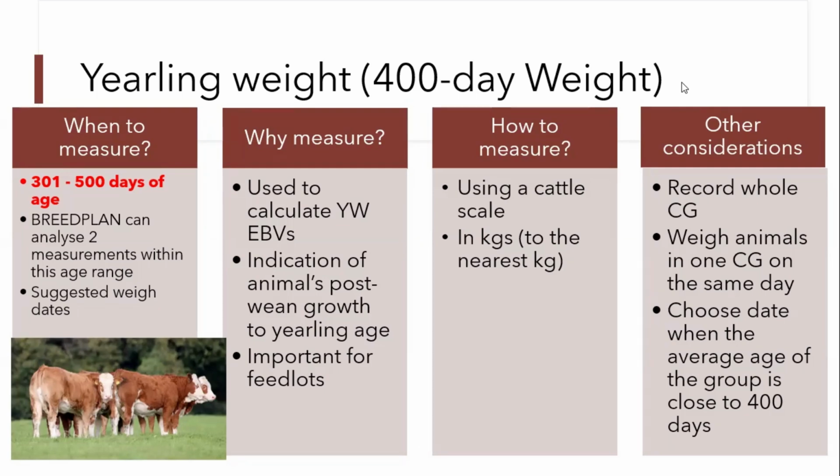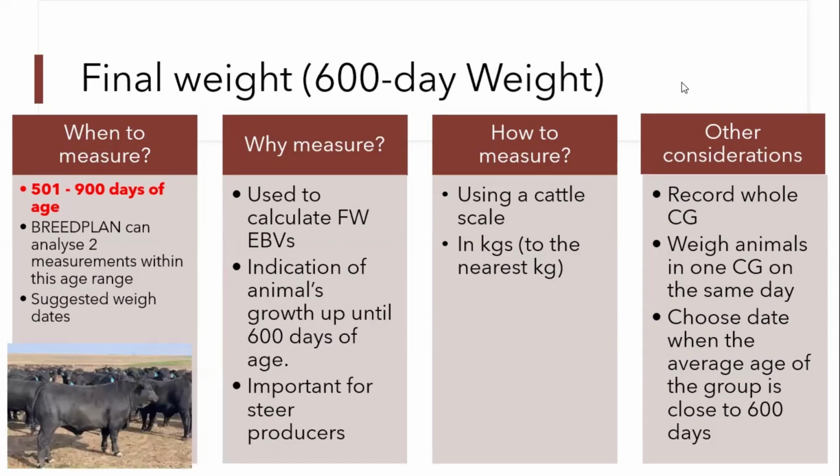Use a cattle scale to the nearest kilogram, same as with your 200-day weight. You want to choose a date when the average age of your group is around 400 days. Or if you weigh them twice, you do it a bit before 400 and after 400 days of age. Then we have the final weights, or the 600-day weights, weighed between 501 and 900 days of age. BreedPlan can analyze 2 of them.